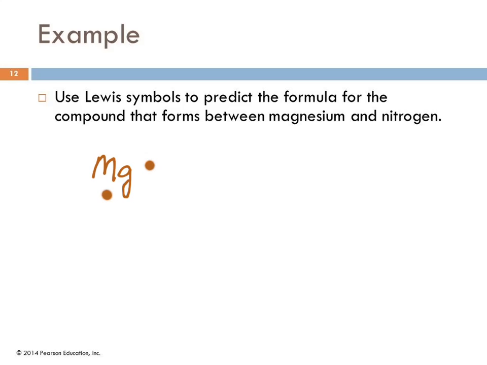And nitrogen is N. And nitrogen has how many valence electrons? 5. 1, 2, 3, 4, 5. Okay, so what we're going to do is try to figure out how these guys could work stuff out together. How could they cooperate so that they can both get 8 valence electrons? Well, magnesium, the easiest thing for him to do, he's just got 2. He either has to gain 6 or lose 2. Losing 2 is easier.